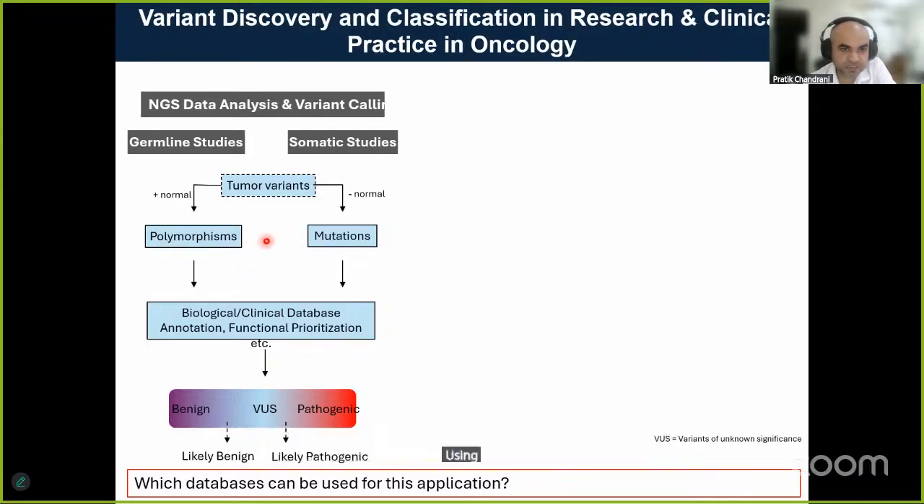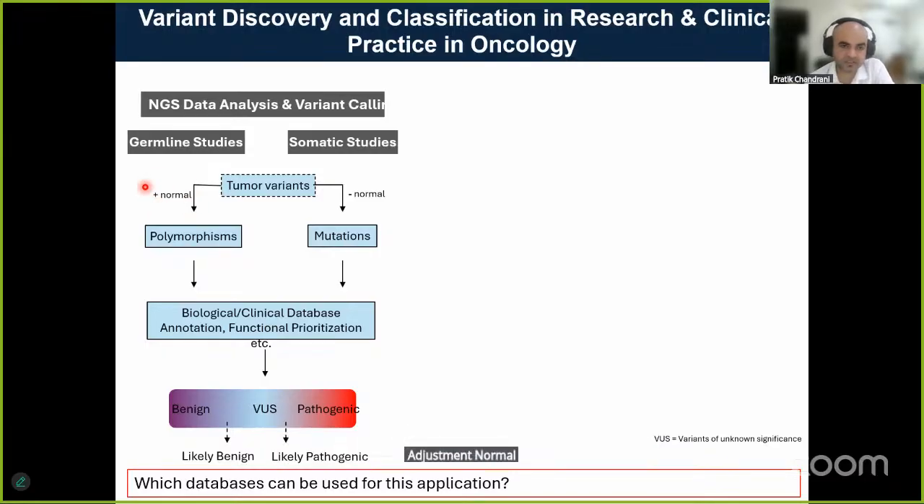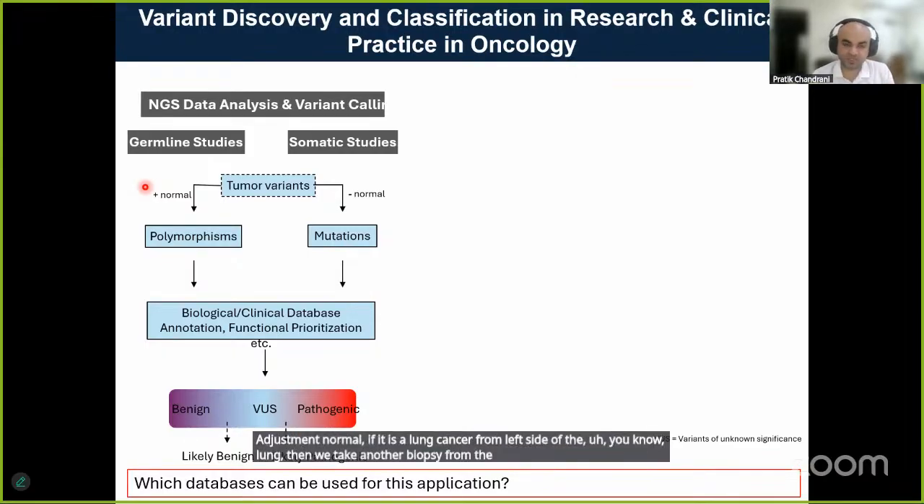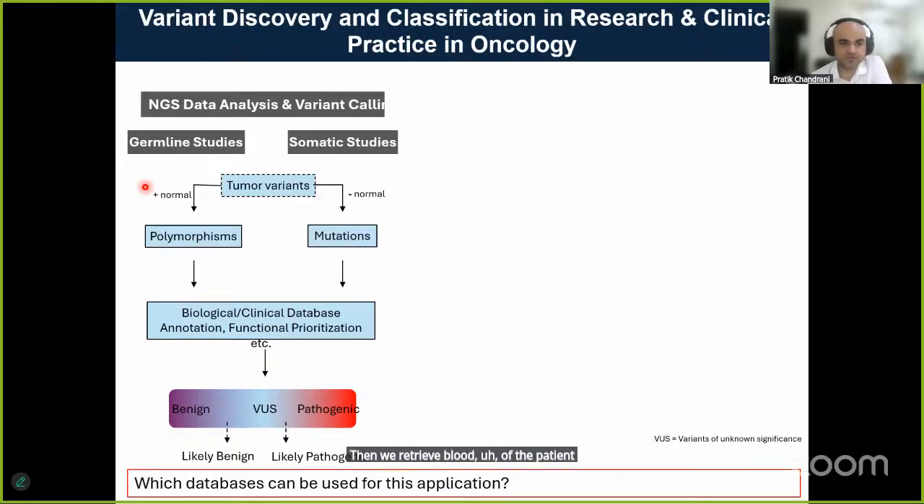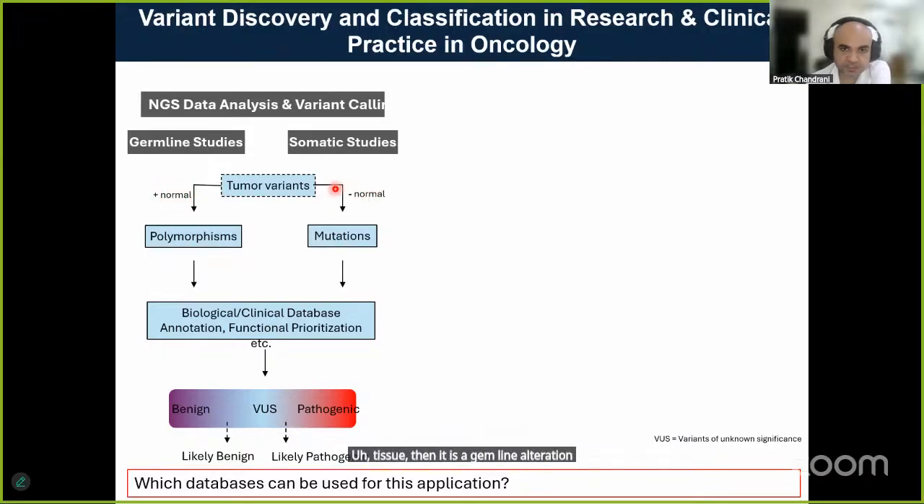Using these variant databases, we want to identify whether it is a potential germline or somatic alteration. So for a germline alteration, we have to have a paired normal sample, an adjacent normal. If it is, say, lung cancer from the left side of the lung, then we take another biopsy from the right side if feasible. If that is not feasible, then we retrieve blood of the patient and we compare whether a mutation is present only in the tumor tissue or also present in the normal. If it is also present in the normal tissue, then it is a germline alteration. If it is absent in the normal tissue, then it is a somatic alteration.